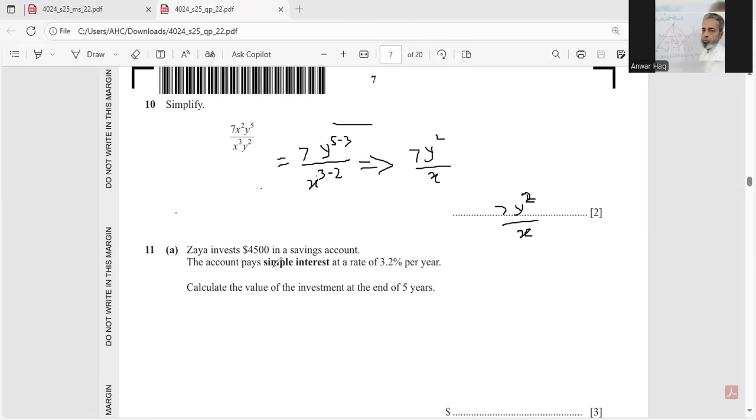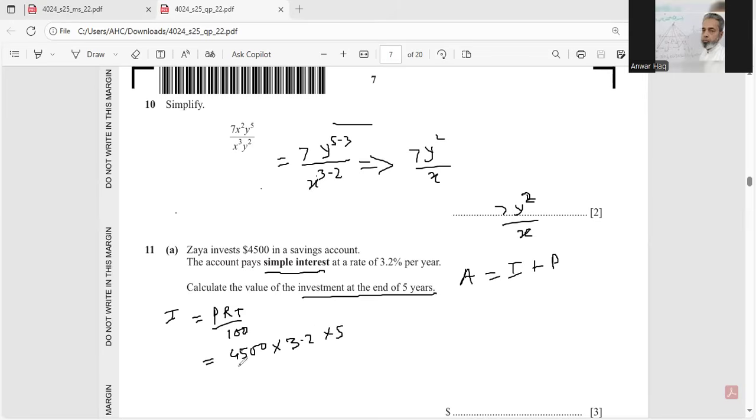Now, 4,500 in a savings account. So he's asking for simple interest. Find the total investment at the end of 5 years. Total investment means amount. So amount is equal to I plus P. I is equal to PRT over 100. Your P is 4,500 and R is 3.2. T is 5 divided by 100. The zeros cancelled.